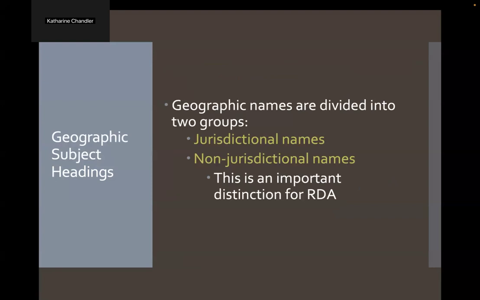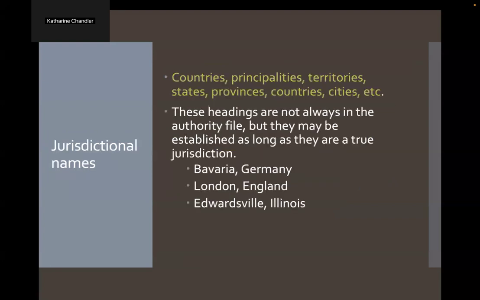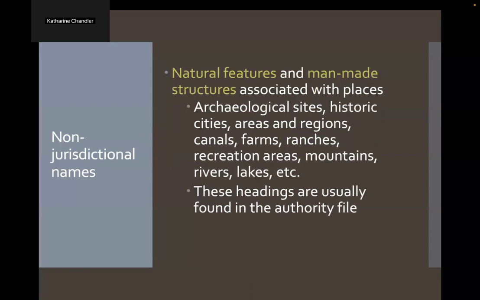Geographical names are divided into two groups, jurisdictional names and non-jurisdictional names. So countries, municipalities, territories, states, provinces, cities, etc., are headings that are not always in the authority file, but they may be established for as long as they are a good jurisdiction, like Bavaria, London, or Edwardsville.